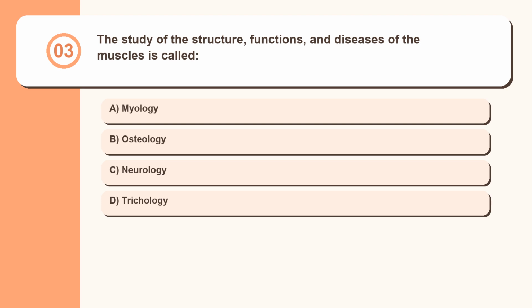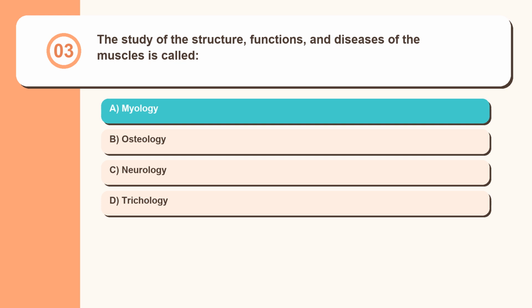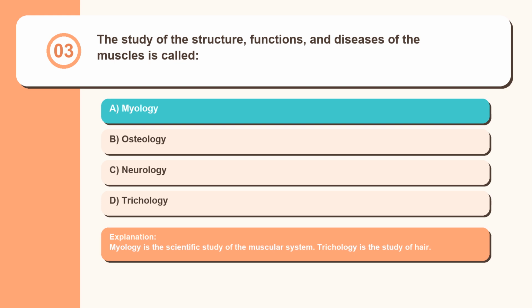Question 3. The study of the structure, functions, and diseases of the muscles is called myology, osteology, neurology, trichology. Myology is the scientific study of the muscular system. Trichology is the study of hair.